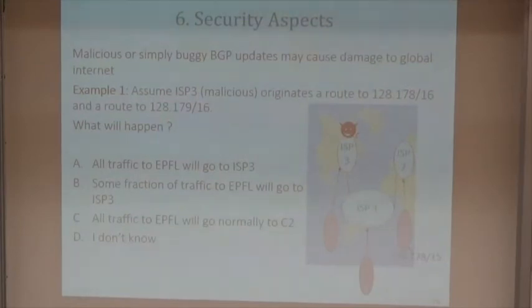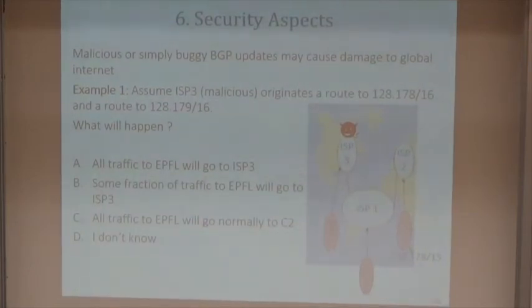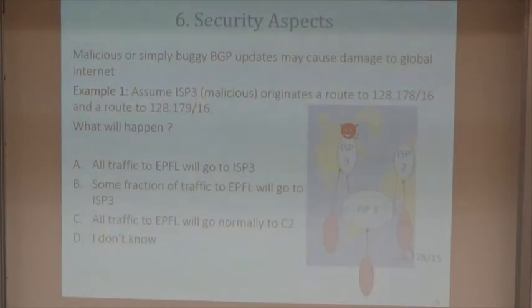If they are not aggregated, that's the worst case for EPFL. Because if they are not aggregated, ISP1 will have those three routes. If the three work, if there is no connectivity problem, they are more specific. So all traffic to EPFL will match one of the two, and therefore will go to this guy. So in fact, if there is no aggregation performed, all traffic to EPFL will go to ISP3. In fact, it's a well-known attack against BGP by injecting routes that are more specific.